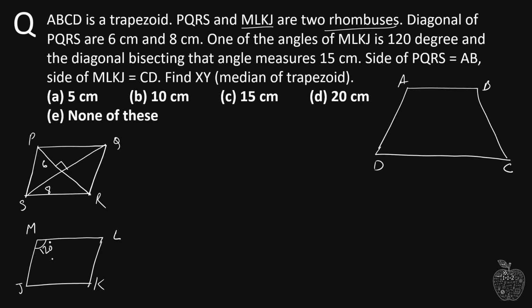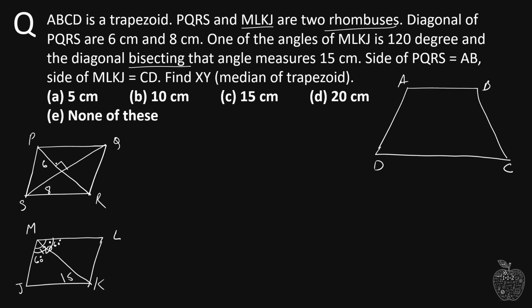So there is a diagonal that bisects this angle which is 120 degrees. Bisecting means dividing in two equal parts. So let's draw a diagonal like this, and this diagonal bisects this angle. So that means one side will be 60 and the other side will also be 60 degrees, and the length of this diagonal is given to us as 15. So this is 15.